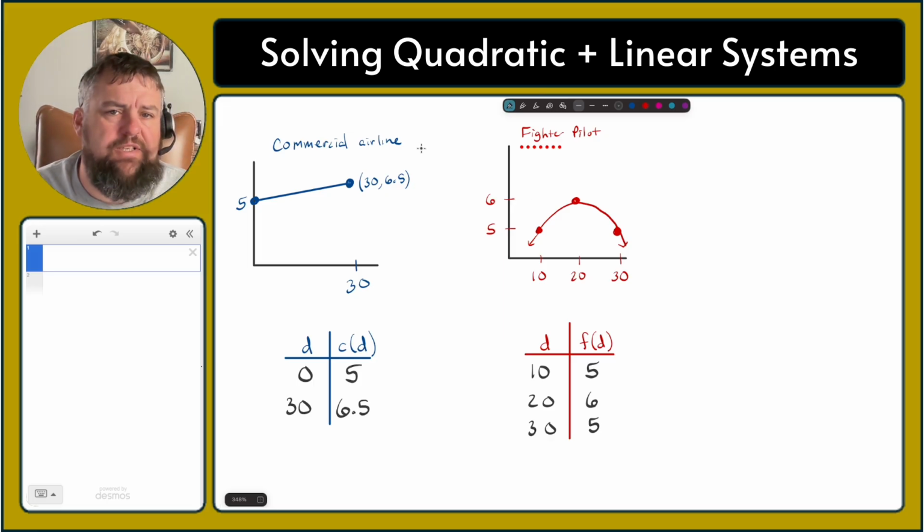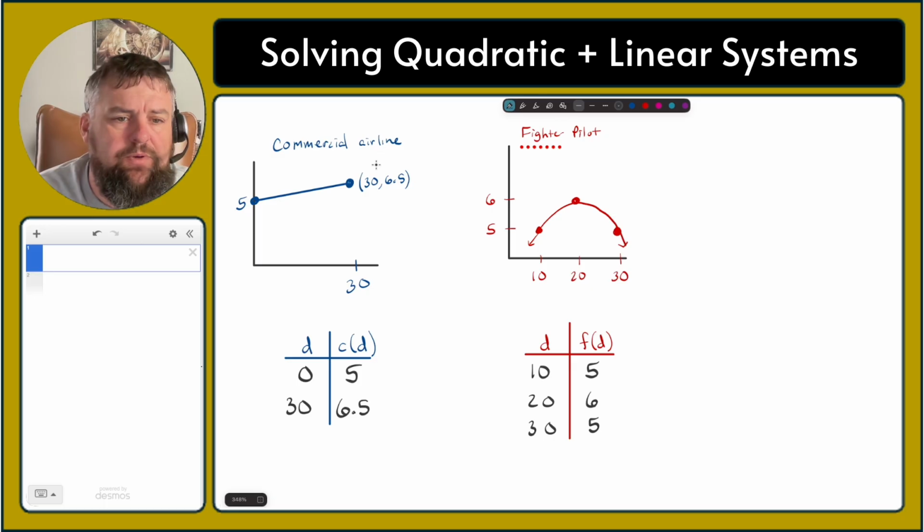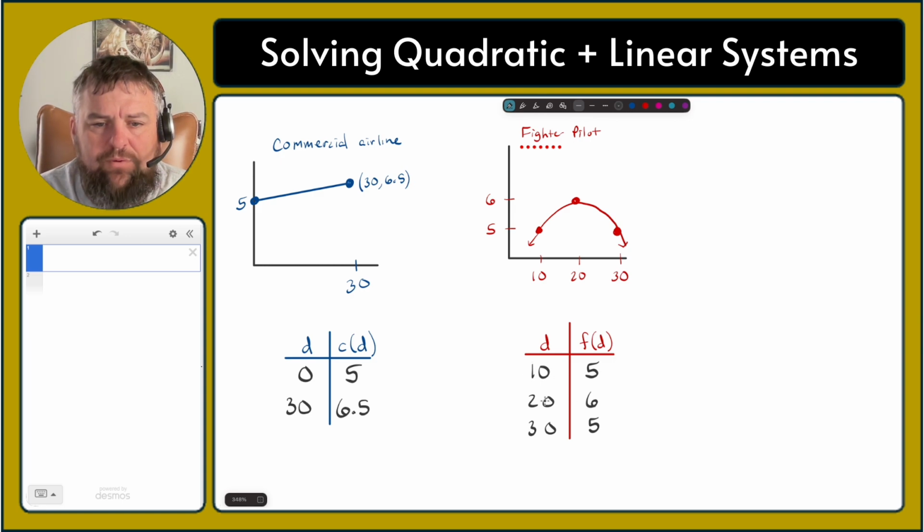Okay, so we're going to take a look at the data that we were given from the situation. The commercial airline's table would look something like this. We have at 0, the starting point, a 5 mile height. After 30 miles horizontally, it reaches 6.5 miles high. Okay, and then our fighter pilot has a horizontal distance of 10 and a vertical distance of 5, horizontal distance of 20, vertical distance of 6, horizontal of 30, vertical 5. Okay, so we're going to take these tables and plug them into Desmos.